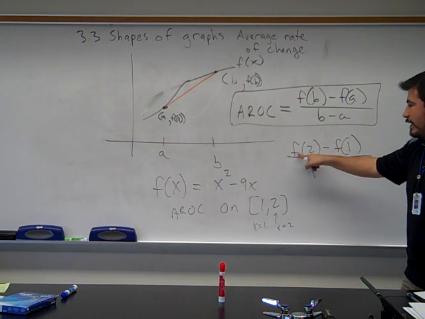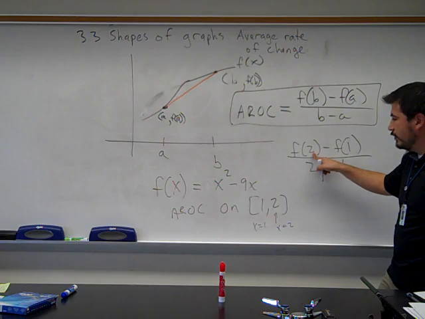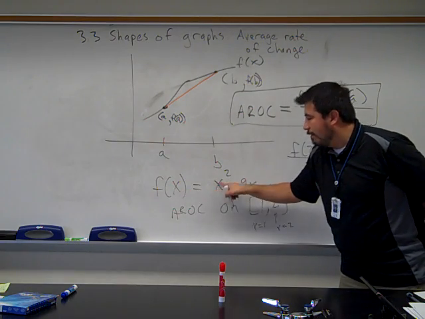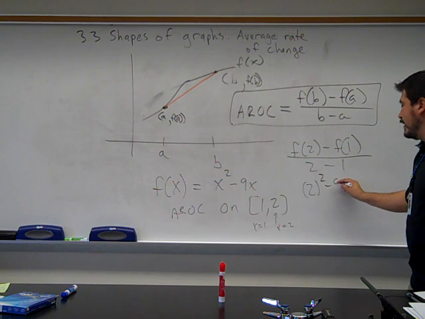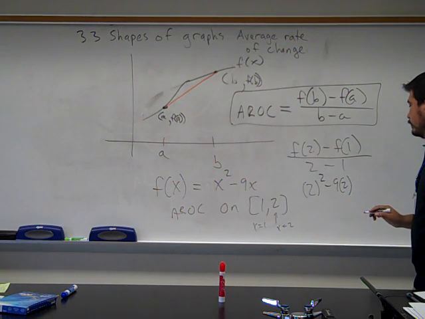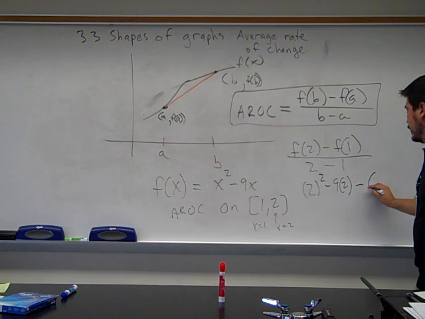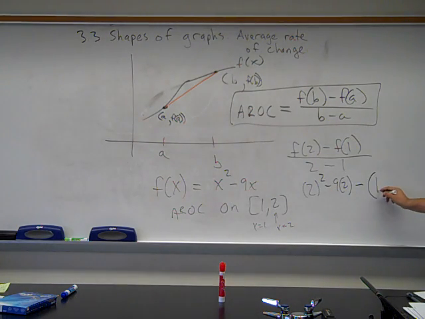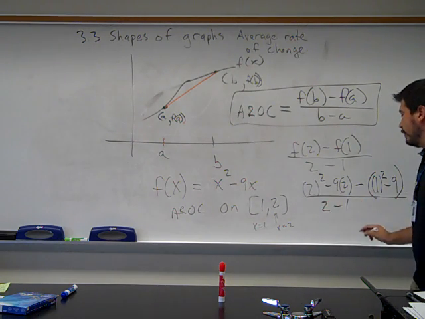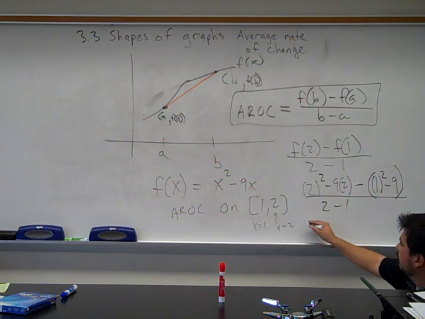So what does f of 2 mean? Well, f of 2 means take 2, plug it into x, figure it out. You're going to get 2 squared minus 9 times 2, minus, now f of 1 means take 1, plug it in, so you get 1 squared minus 9 times 1, which is 9, and divide it by 2 minus 1. So after that, you just simplify.